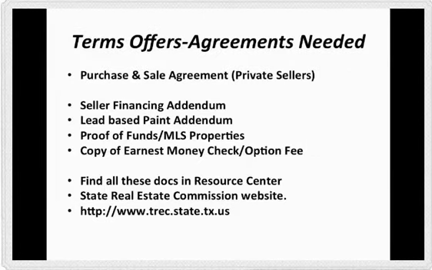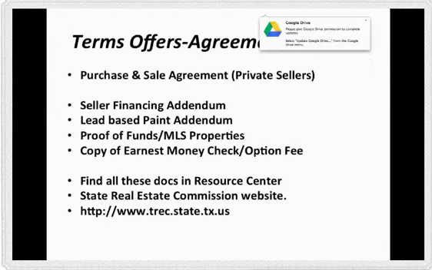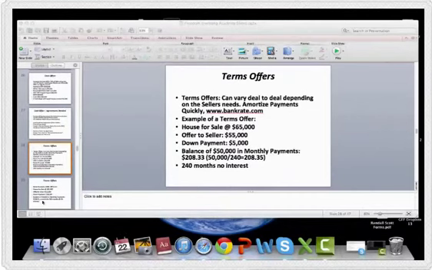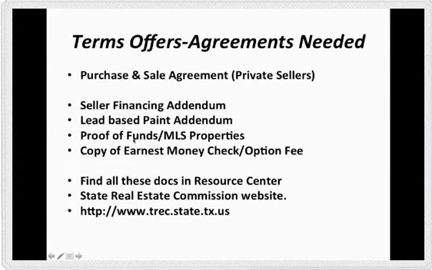So on terms offers, the agreements that are needed for these types of deals, if you're working with private sellers, you can literally write everything up on just a purchase and sale agreement. If you're working with agents on the MLS and you're making offers through them, then they're going to probably ask you to fill out a seller financing addendum.